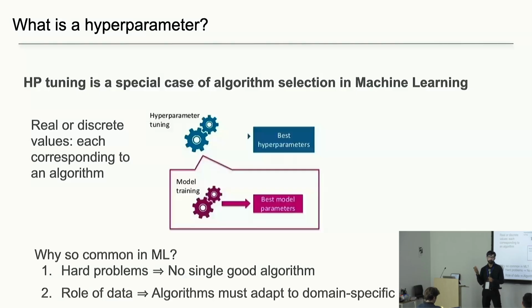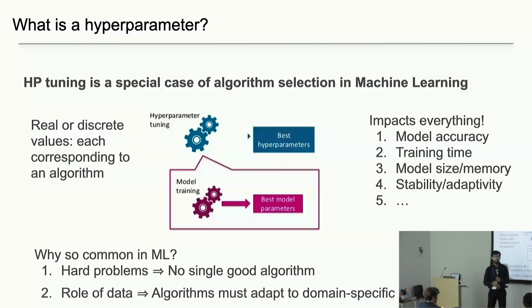And why is it so common in machine learning? Firstly, we have hard problems, which means there's no single good algorithm. You need to try out different algorithms to solve these hard problems. And then there's data everywhere. Machine learning algorithms, by definition, work on data, and your algorithm must adapt to domain-specific data. So you need to tune the algorithm by setting hyperparameters to get the best performance. By performance, I mean everything ranging from model accuracy, training time, model size, to stability, and hyperparameters impact everything. So you need to optimize all these different objectives by carefully setting hyperparameters.